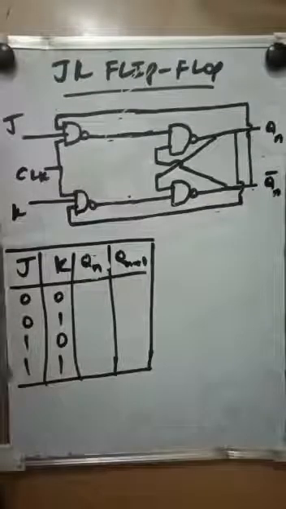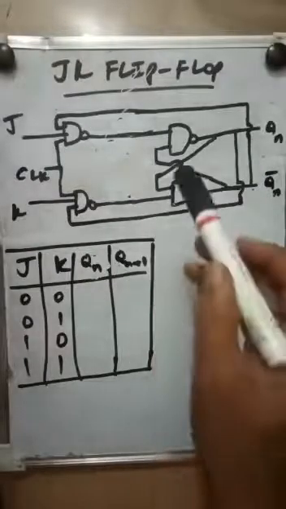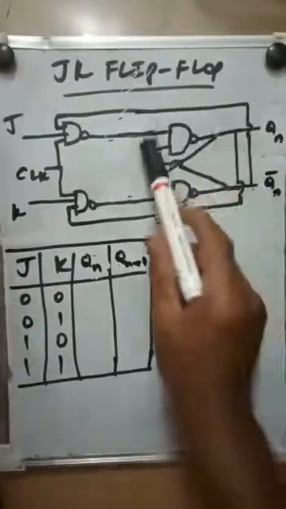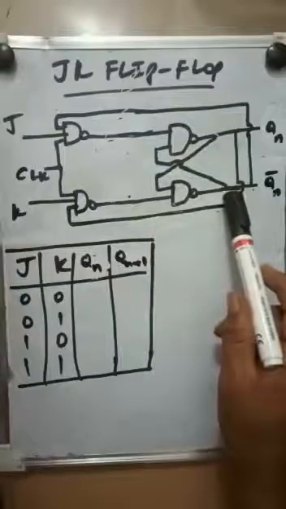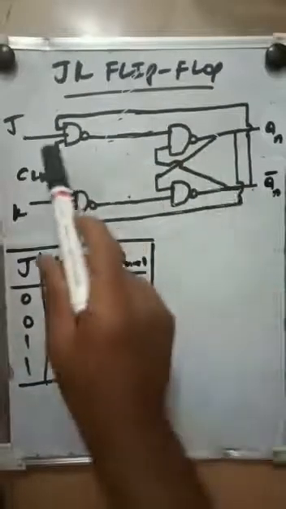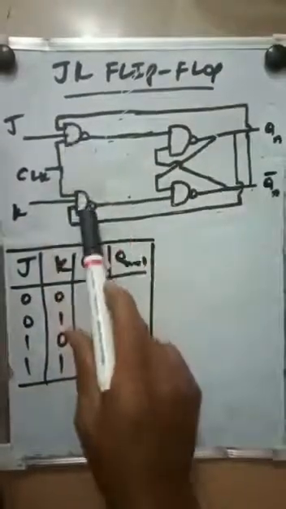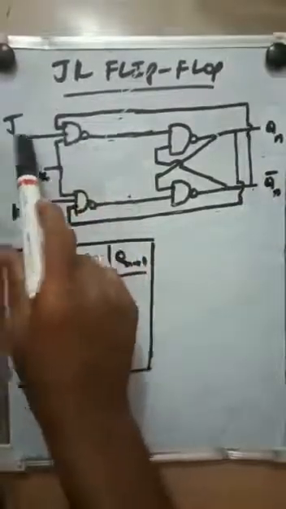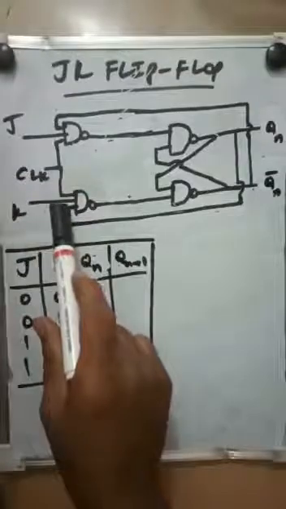This is a JK flip-flop. Here the connections are shown, and this part is already known as the RS latch, to which we have added this NAND gate and this NAND gate. The inputs of the NAND gates are J and K. That's why it is called a JK flip-flop.